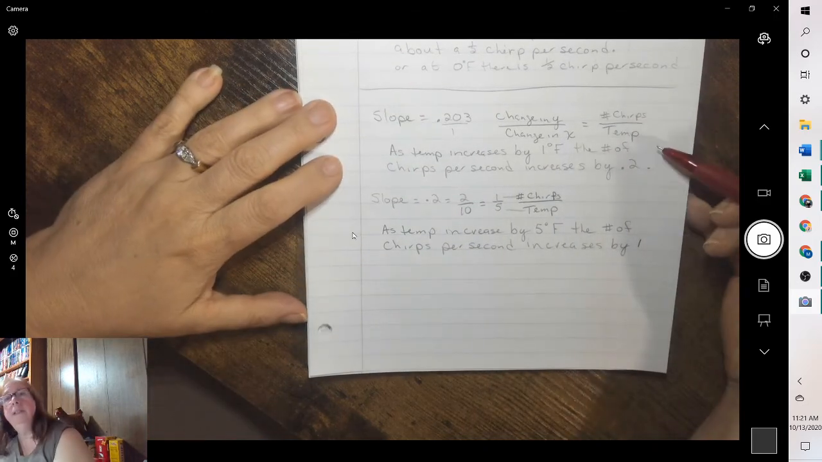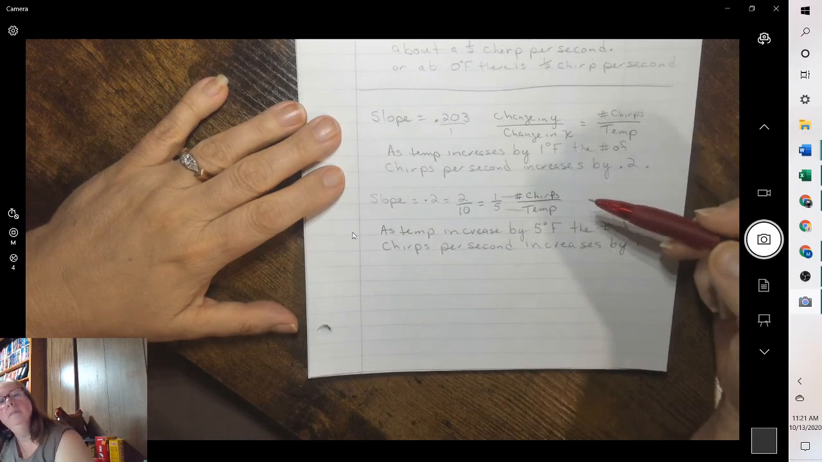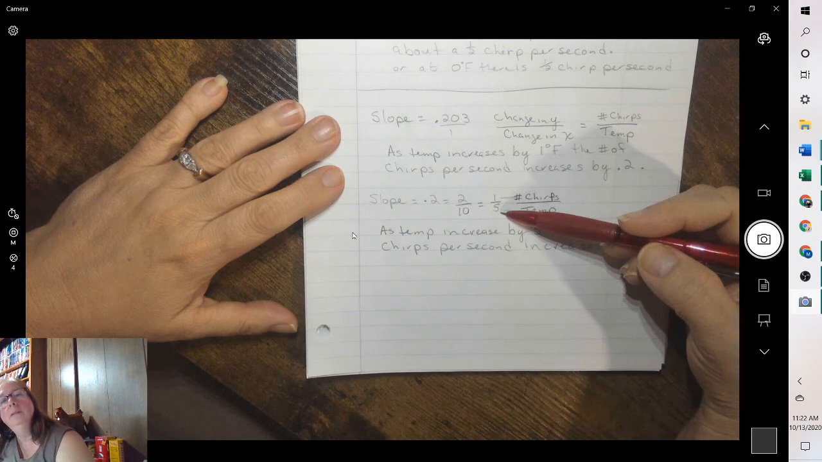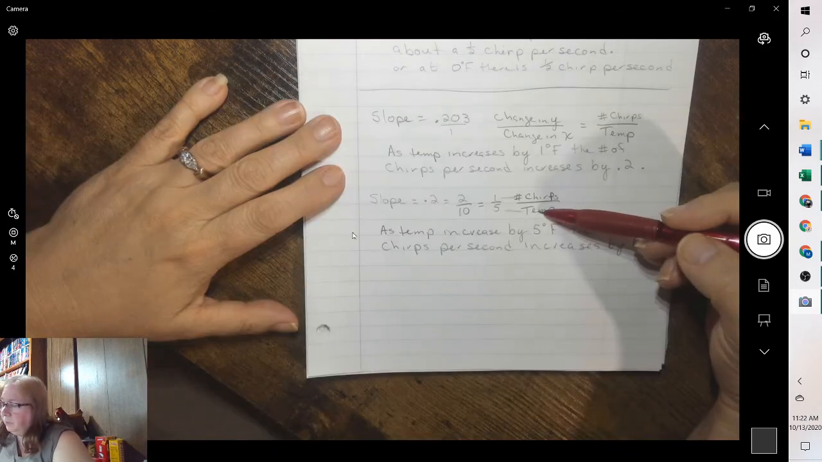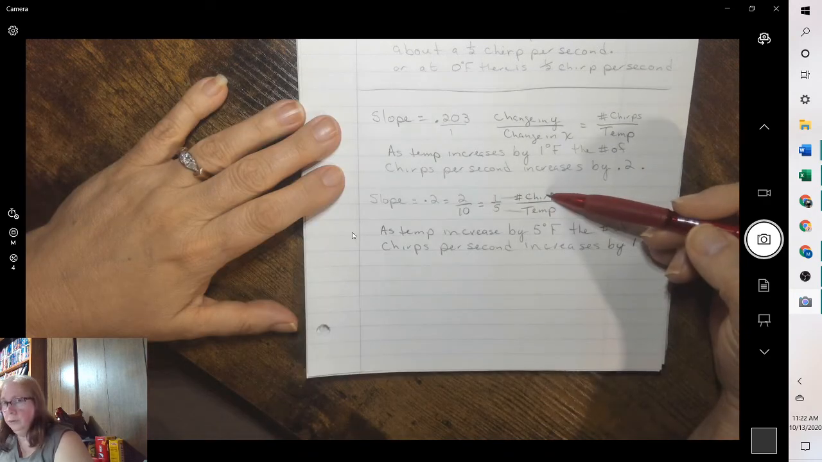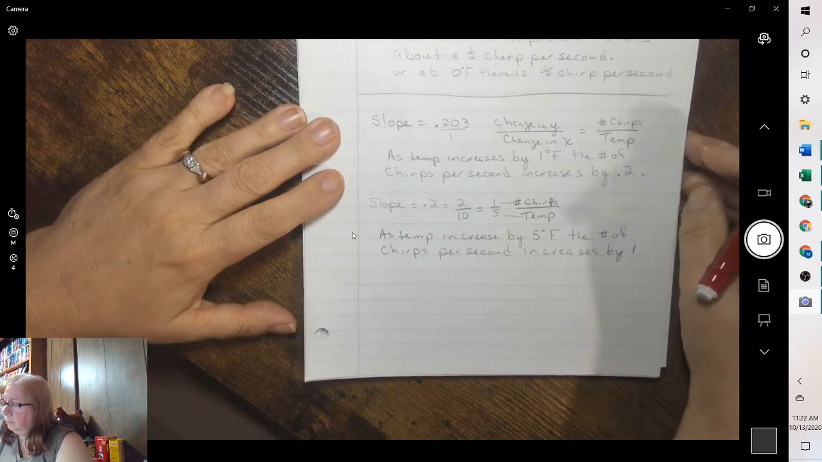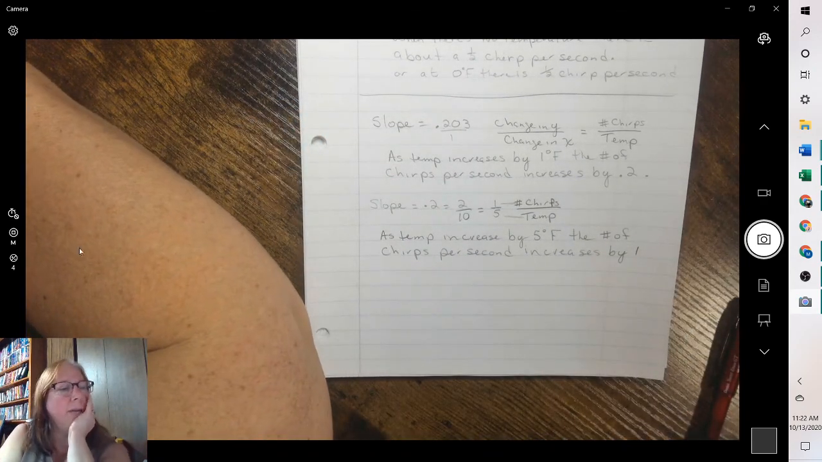So if the decimal isn't as easy to understand, you rewrite it as a fraction, 2/10, and reduce it. And then, every 5 degrees the temperature goes up, there's an additional chirp per second. That's everything for Chapter 8.